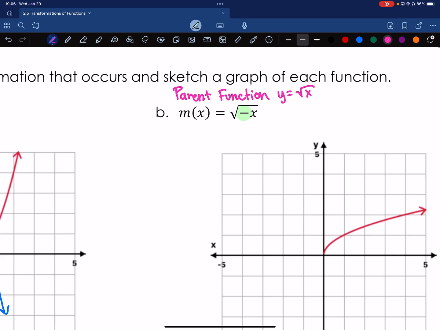Okay, the square root function. And because it's on the inside, that means it's a reflection over the y-axis. So when it's a reflection over the y-axis, only the x values change to the opposite sign.